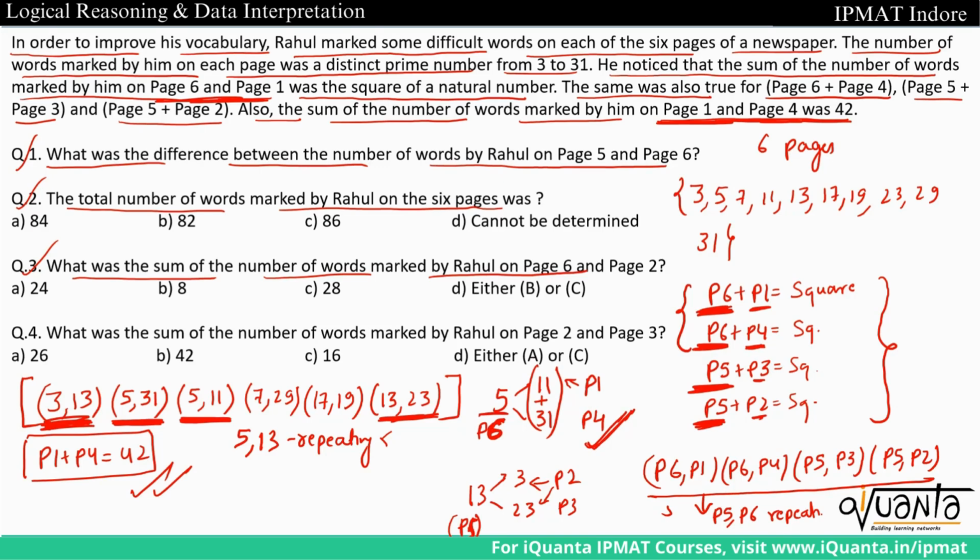So let us try to answer the question. What was the difference between the number of words by Rahul on page 5 and page 6? On page 5 we had 13 words, on page 6 we have 5 words, so the difference between 13 and 5 is 8, so 8 will be the correct answer to this question.